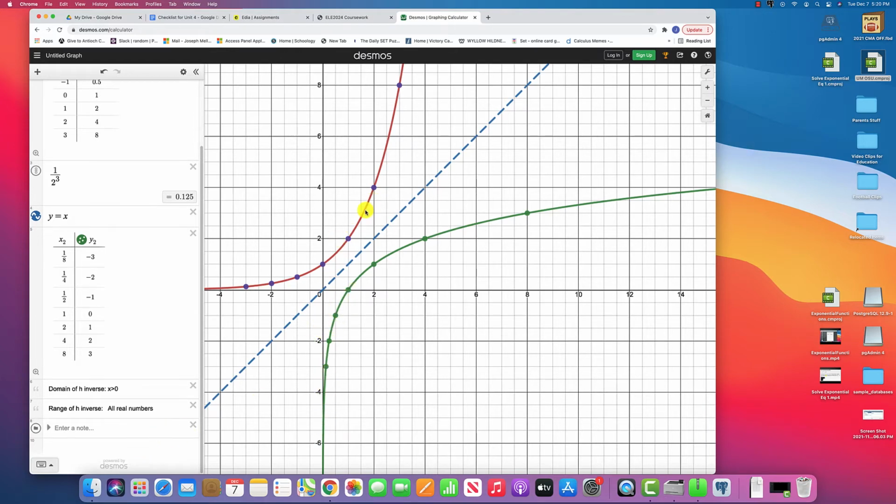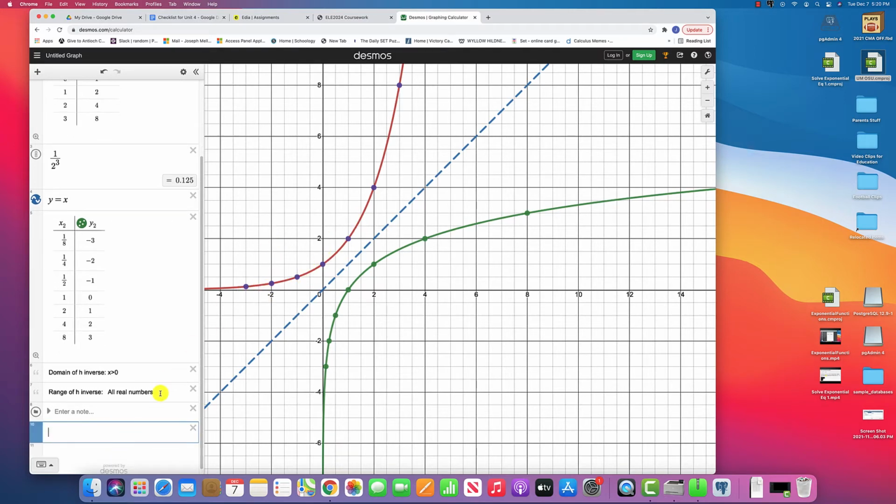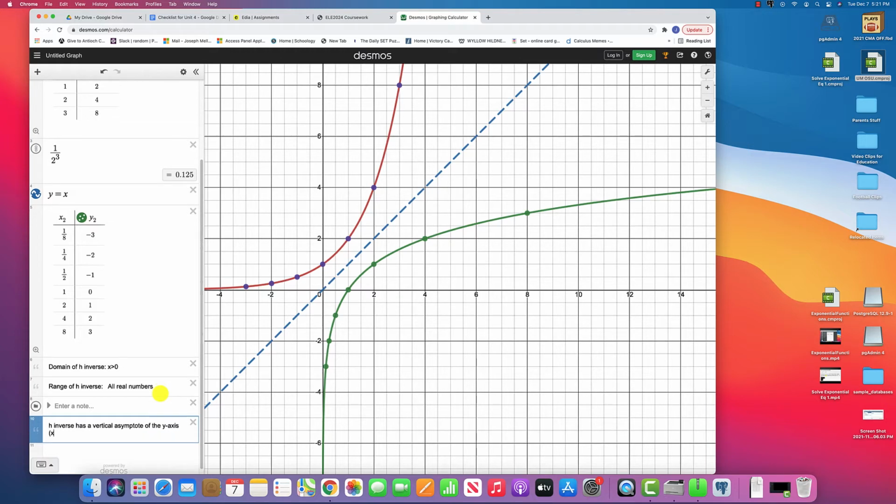All right, so just like the graph of the red exponential function had a horizontal asymptote of the x-axis, this graph, h inverse, has a vertical asymptote of the y-axis, which is the line x equals 0. Okay, again, what's an asymptote? It's a line that we can make this green graph get as close to as we want, as long as we, in this case, make the x values close enough to 0. Okay, so we have all this information about h inverse without it having a name yet. And that's what we're going to get to real soon.